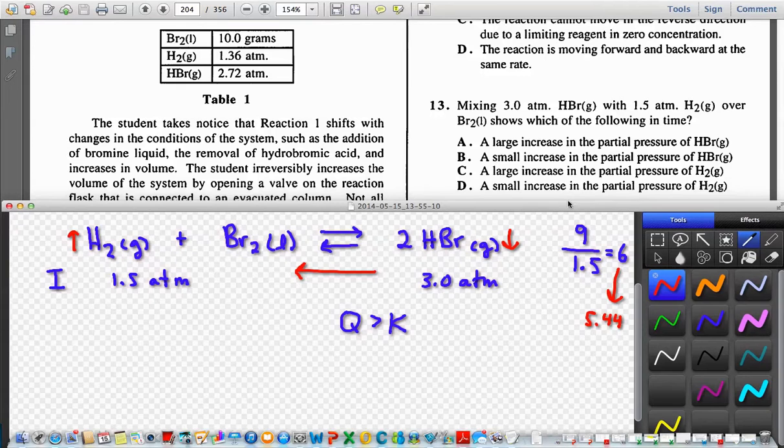So A's wrong, B's wrong, C's wrong, D's the best. Yep. That's a nice question.